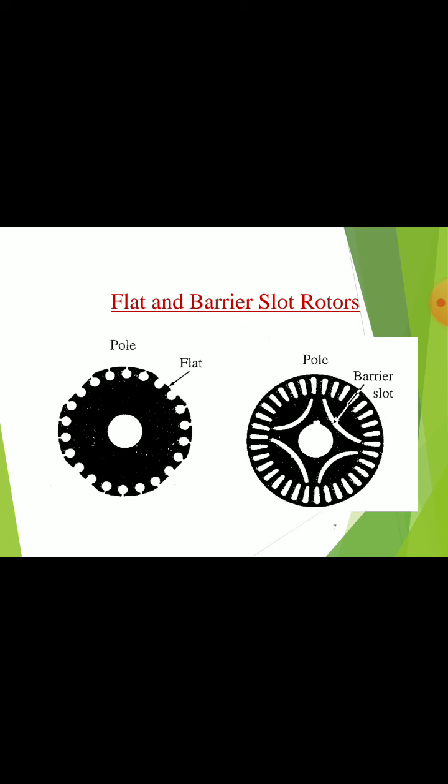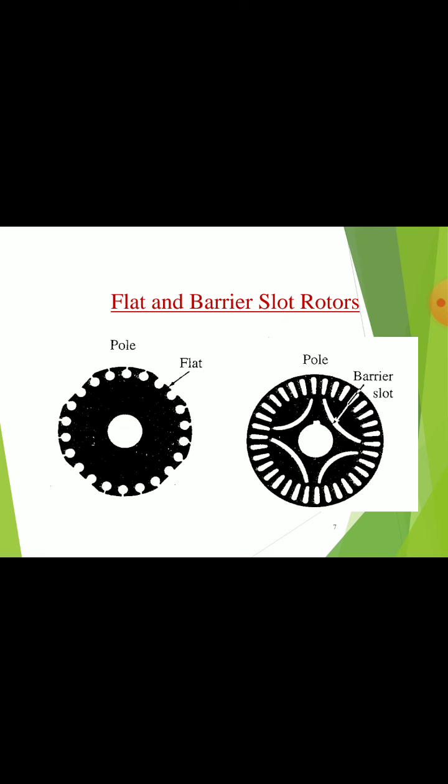Flat and barrier slot rotors, and this is another type of rotor, flat. Here we can see that this is the pole area, this is the flat area, and comparing to the pole, the flat area, if we are using a round stator, in the flat area the air gap is high compared to that of the pole area, therefore variable reluctance can be achieved through this arrangement. This is the flat slot rotors.